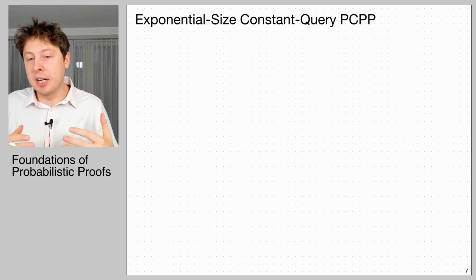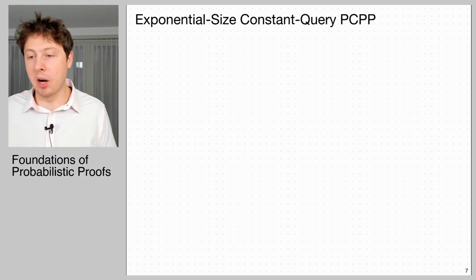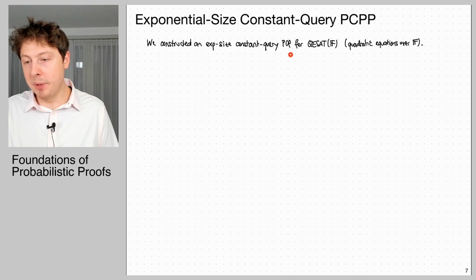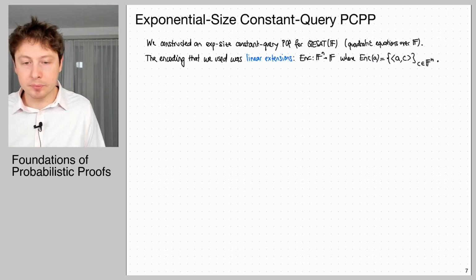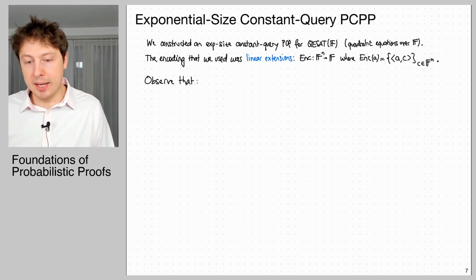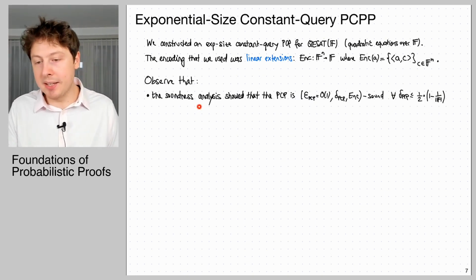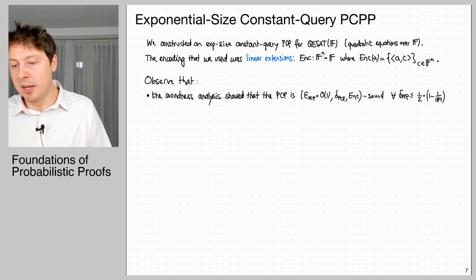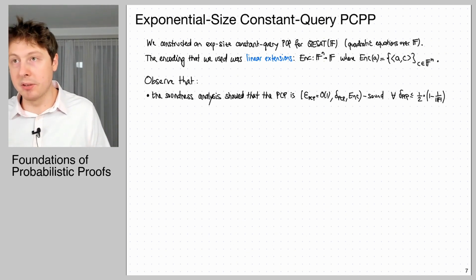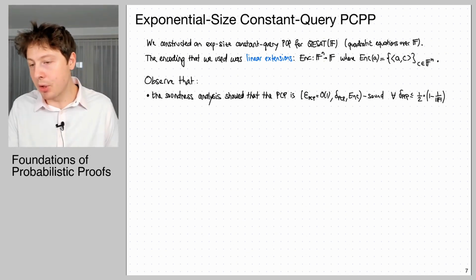We can construct an exponential size constant query PCP. How? Well, in the past, we constructed an exponential size constant query PCP for quadratic equations. The encoding that we used was linear extensions. And observe that the soundness analysis, if you go back, showed that it was epsilon delta enc sound for this enc, really for any delta below the unique decoding radius. And we showed that.